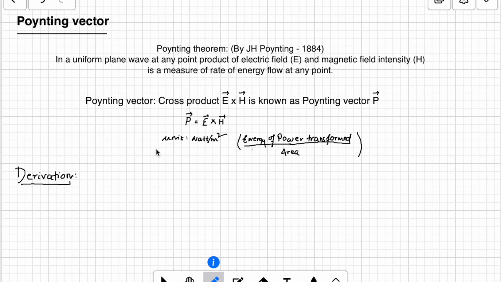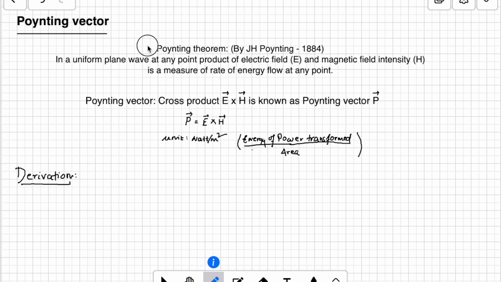Today we are going to talk about Poynting vector, and in the last class we did talk about Maxwell's equations. Now there has to be certain applications of Maxwell's equations that are important to study, and this is exactly what we are going to check today. So we are going to talk about Poynting vector, but before that let's just discuss the Poynting theorem.